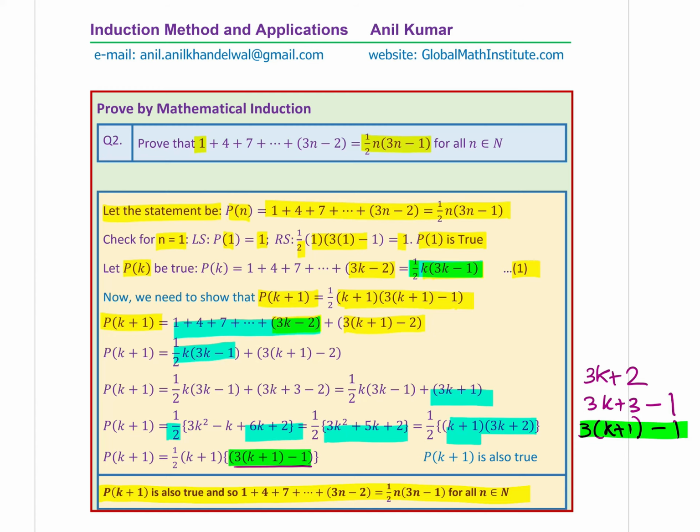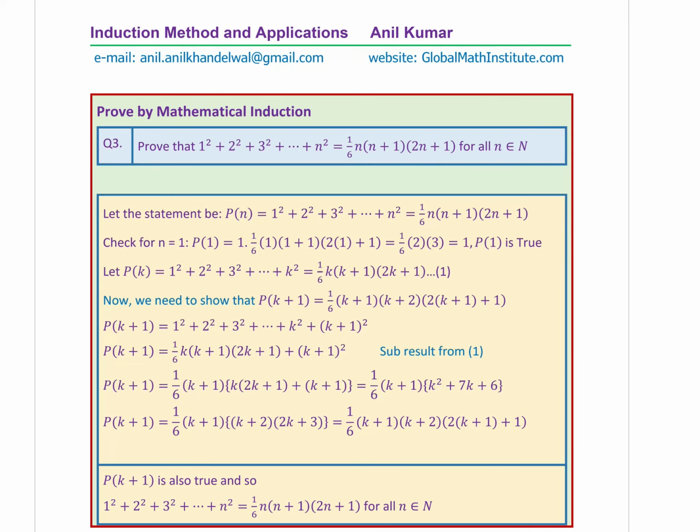Now let's look into the next question. Here we are going to work with the sum of squares, a very popular question. Question number 3 for you. Prove that 1 square plus 2 square plus 3 square and so on plus n square is equal to a very standard formula, 1 over 6 times n, times n plus 1, times 2n plus 1, for all natural numbers. Remember, we are always working for all natural numbers, correct?